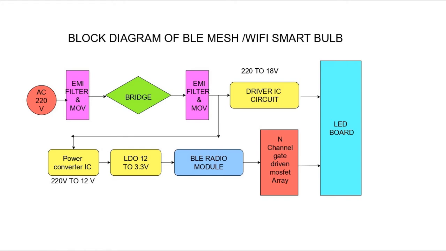Now to drive the BLE and Wi-Fi module, we need 3.3 volt power. So another IC and LDO comes in picture. The PWM signal from the BLE module is fed to the gates of the N-channel MOSFETs. The drain of the MOSFET is then connected to the return path of the LEDs, while the source gets connected to the common ground.